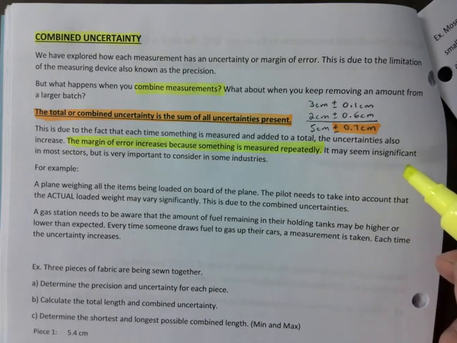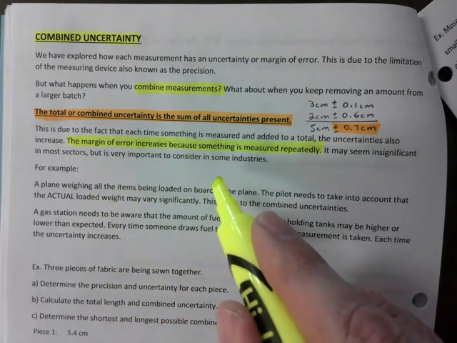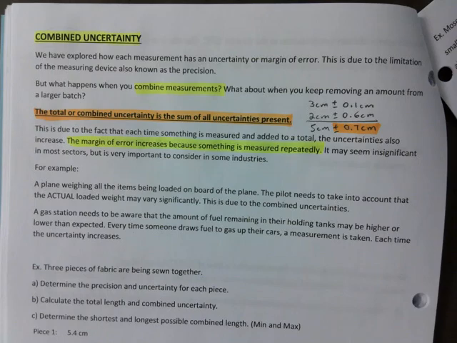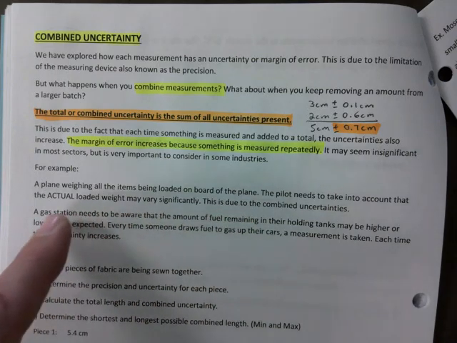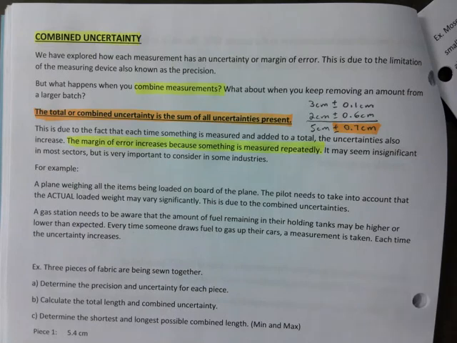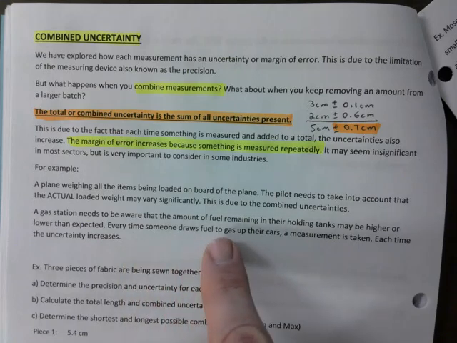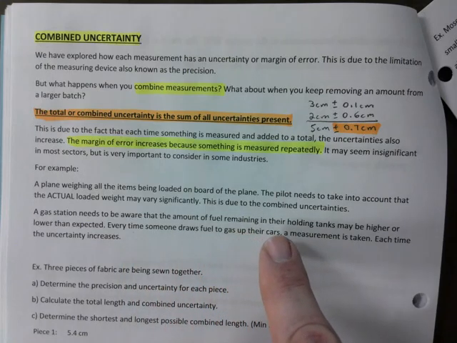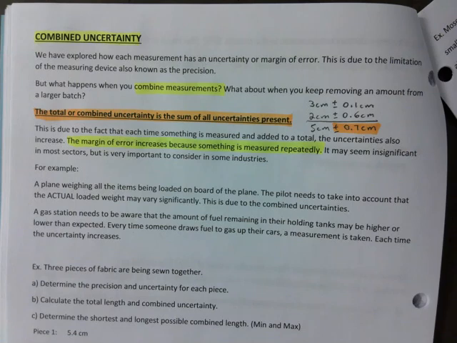It may seem insignificant in most sectors, but it is very important to consider in some other industries. So I'm giving the example of the plane here, or even a gas station. At a gas station, obviously there's this big tank underground somewhere, and every time somebody is filling up their car, something is drawn out of it. But the pump can be off every time, just a little bit, right? Every time a car comes and pumps, it'll be like 20 liters plus or minus a little bit. 30 liters plus or minus a little bit. So we don't always know exactly how much is left. It could be off, okay? So that's the same idea.